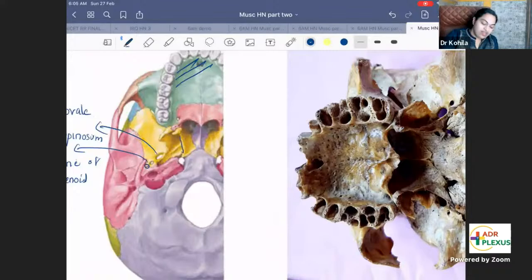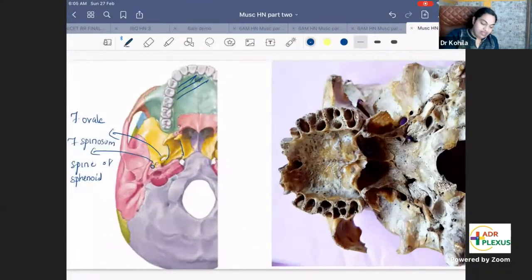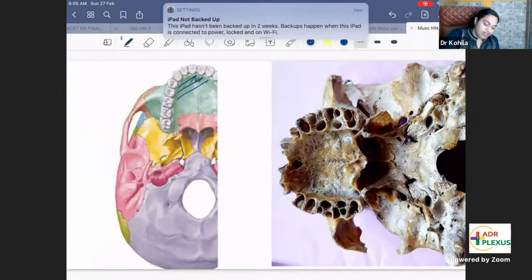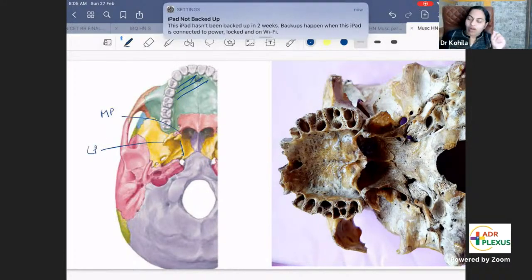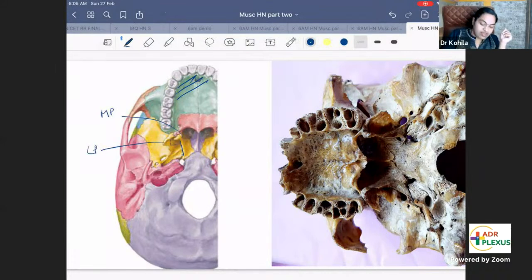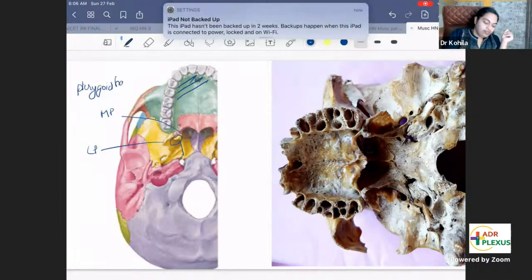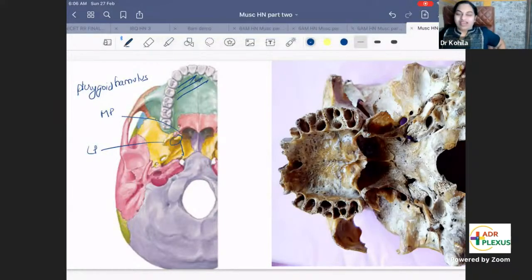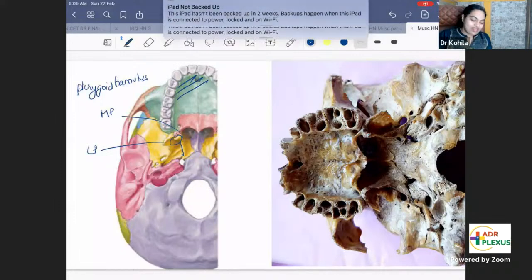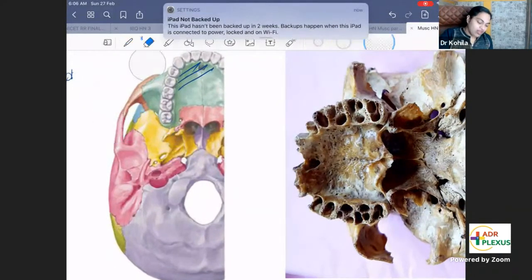Now what are these? Can you see these plates here? These are the pterygoid plates. The medial pterygoid plate and the lateral pterygoid plate. In the medial pterygoid plate, there's one important landmark. Can you see this process here? That we are going to call the pterygoid hamulus. That's going to give attachment to the pterygomandibular raphe. Remember yesterday we saw the buccinator originating from the pterygomandibular raphe?